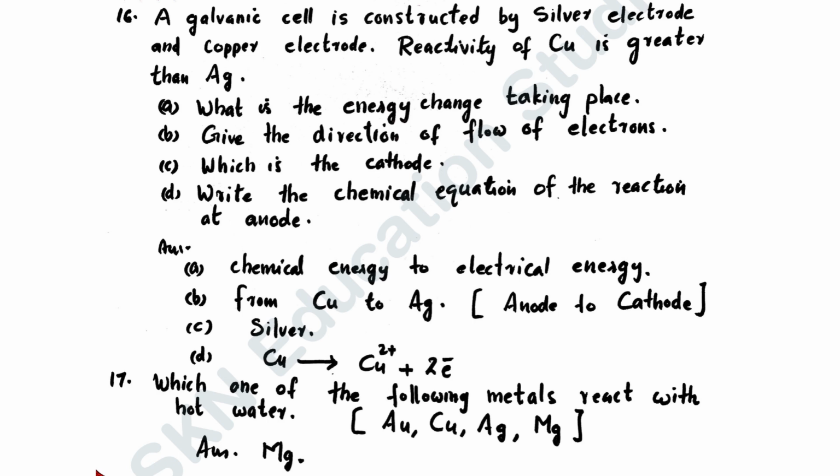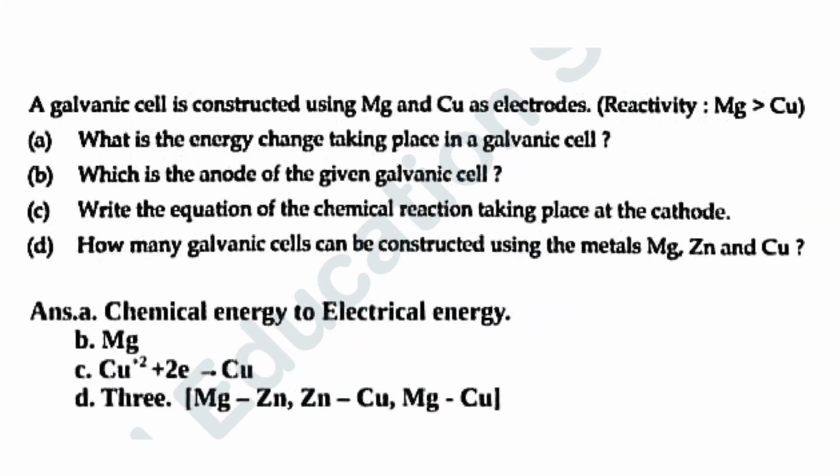17th question, which of the following metals react with hot water? Au, Cu, Fe, Mg. Answer is Mg, magnesium. Next question, a galvanic cell is constructed using magnesium and copper as electrodes. The reactivity of magnesium is greater than copper.